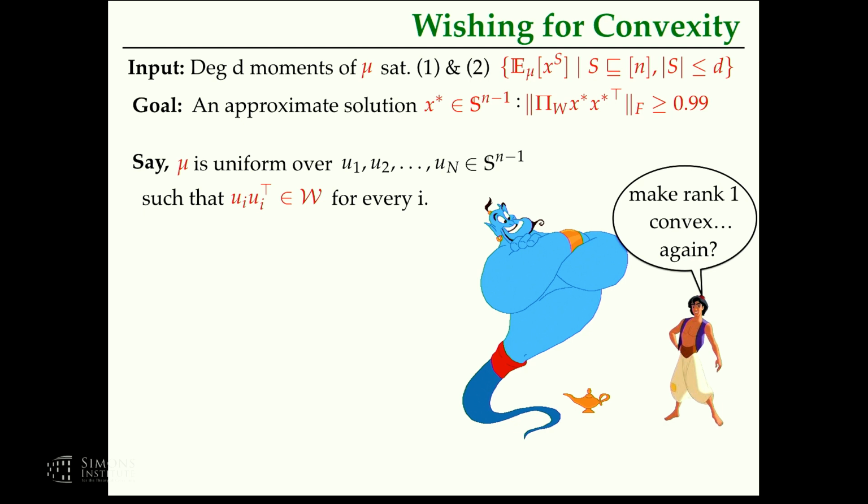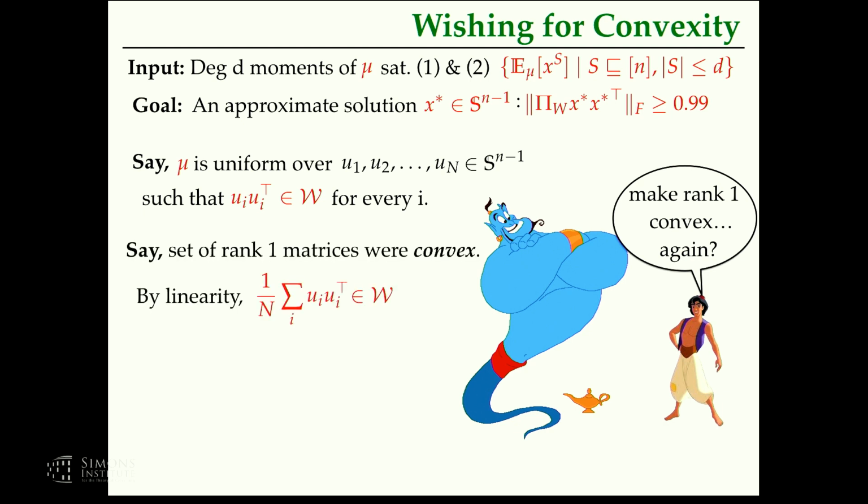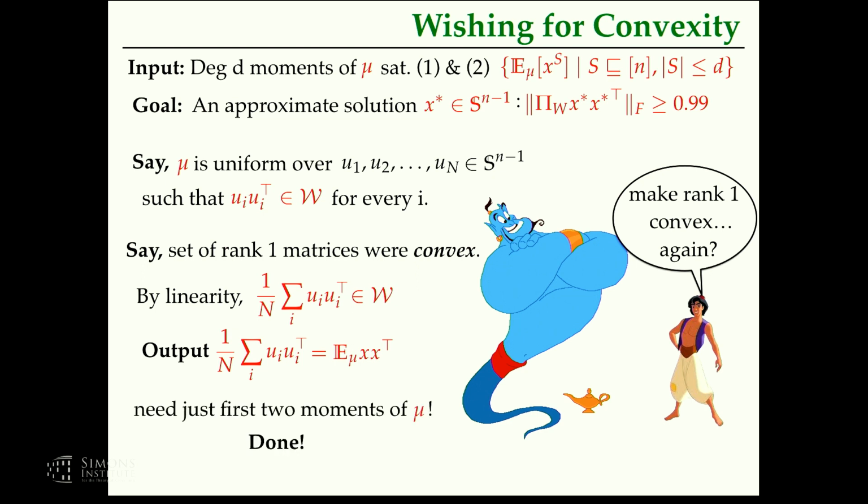So here is the simple argument. Say the set of rank 1 matrices was convex. It's not, but for the purpose of this argument, say it happened to be convex in some parallel universe. Then if I take the expectation of u_i u_i transpose with respect to the distribution mu, which is basically uniform, so it's just 1 over N times the sum of u_i u_i transpose, then this is a linear combination of these rank 1 matrices. So in particular, it lives in the subspace W, by linearity. And this is also a convex combination. If the set of rank 1 matrices were convex, then this would itself be a rank 1 matrix. So that's awesome. I have a rank 1 matrix in the subspace W, so I round and I'm done.